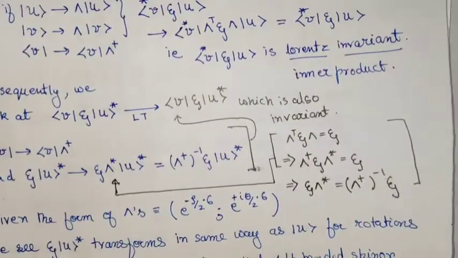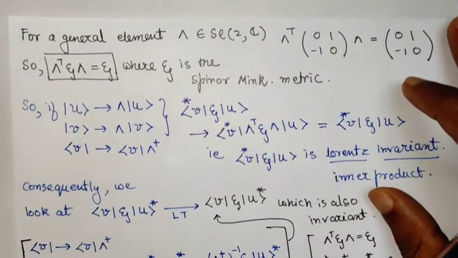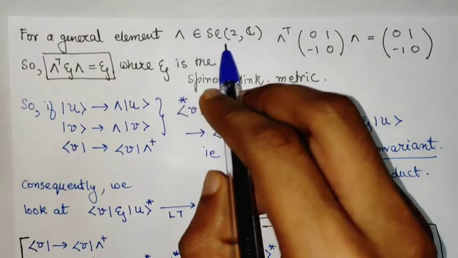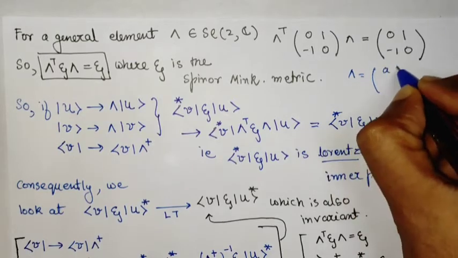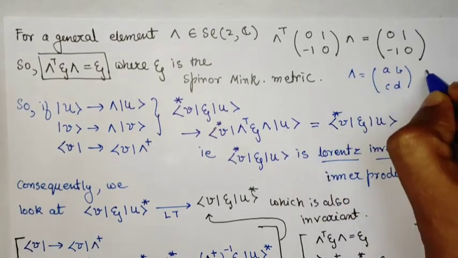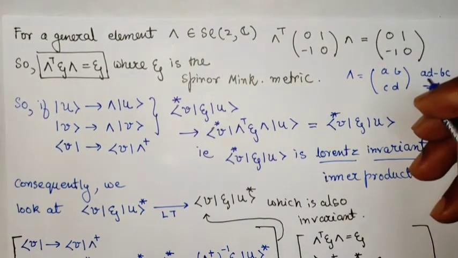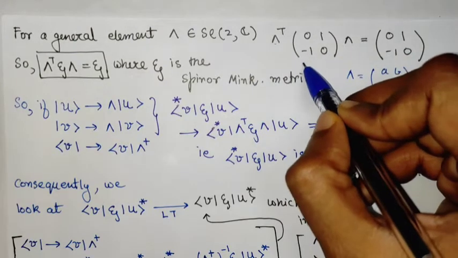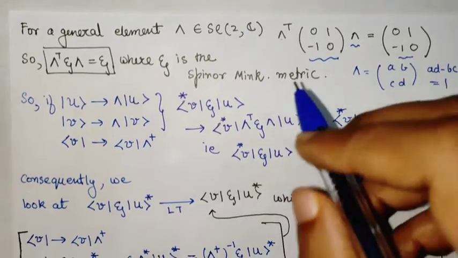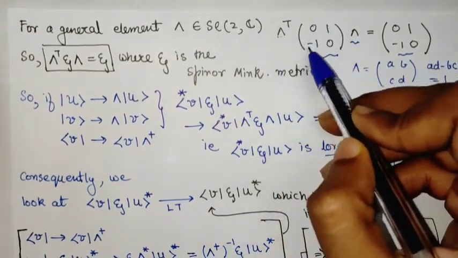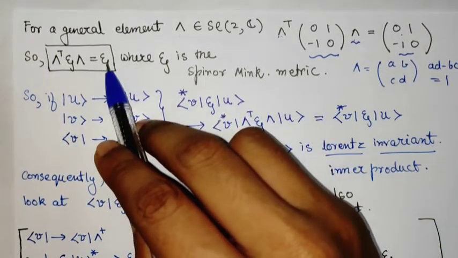So now we move further. Now we try to understand a few more properties. For a general element lambda belonging to SL2C, lambda can be represented as A, B, C, D, such that the determinant, that is AD minus BC, is 1. So for such a lambda, lambda transpose times this particular matrix times lambda is always this matrix. Let's call this matrix epsilon. So lambda transpose epsilon lambda is epsilon.